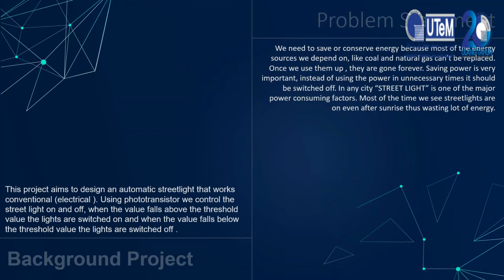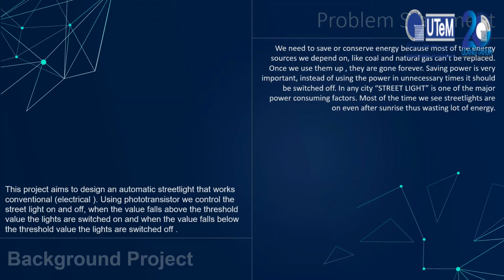So what we intend to do is, saving power is very important. Instead of using the power at unnecessary times, it should be switched off. In any city, street light is one of the major power consuming factors. Most of the time we see street lights are on even after sunrise, thus wasting a lot of energy.